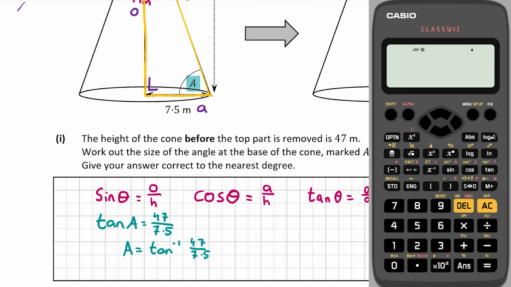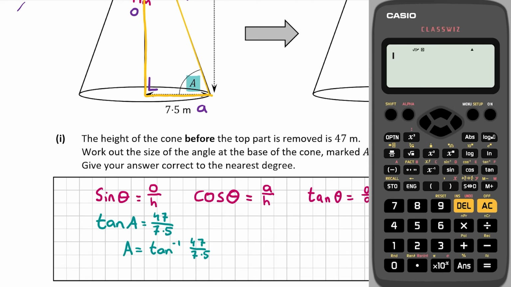So first of all, for this question, make sure that your calculator is in degrees, as we're told to give our answer correct to the nearest degree. So if it's in radians, click Shift and then Setup, and then change from radians to degrees. You can tell by the D on top here that my one is already in degrees.